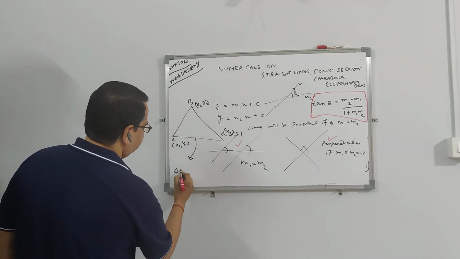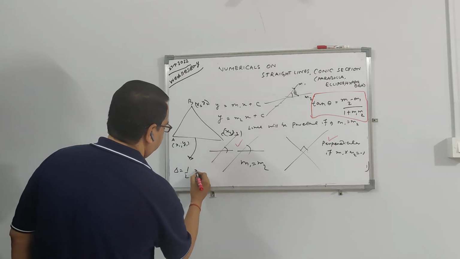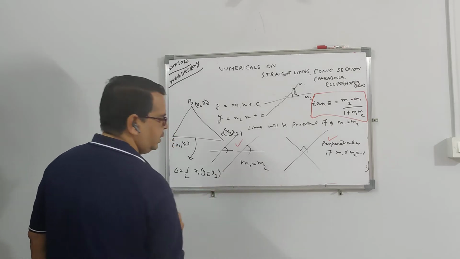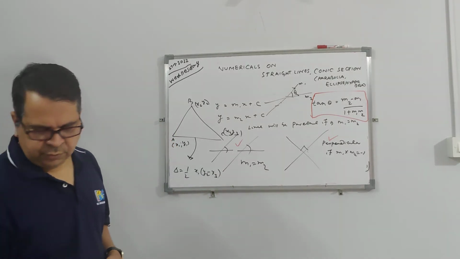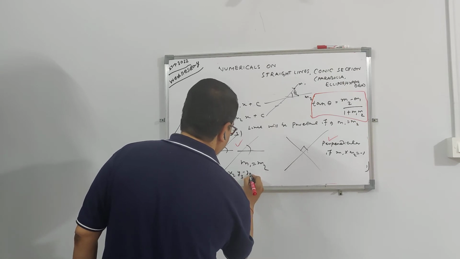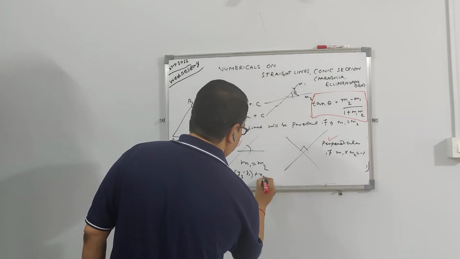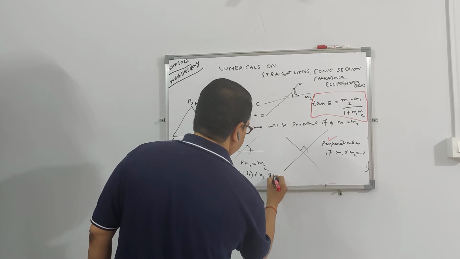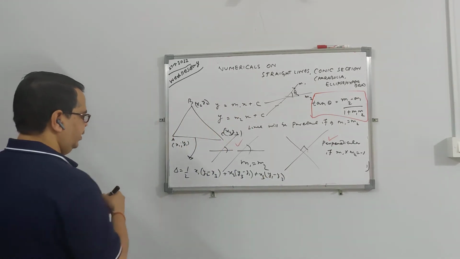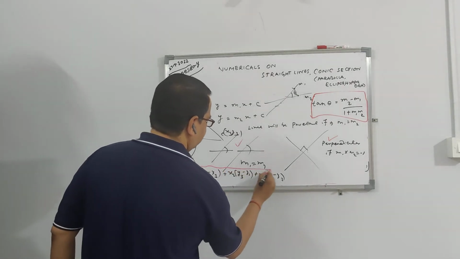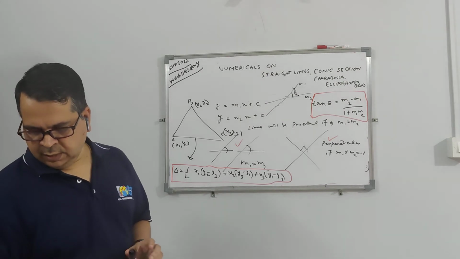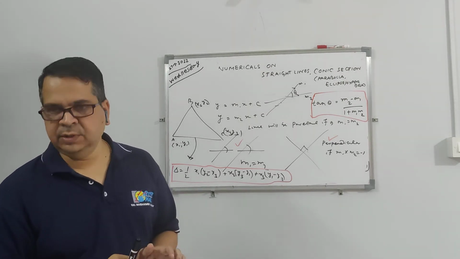So area is equal to half x1 into (y2 minus y3), plus x2 into (y3 minus y1), plus x3 into (y1 minus y2). So this kind of question can also come. Knowing the coordinates of three points of a triangle, you can find the area of the triangle.